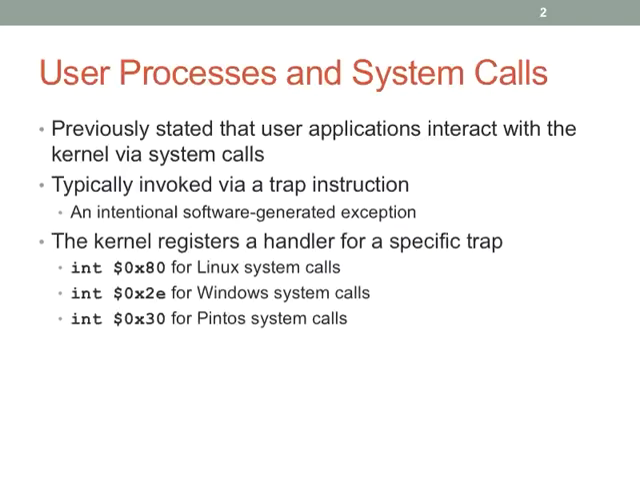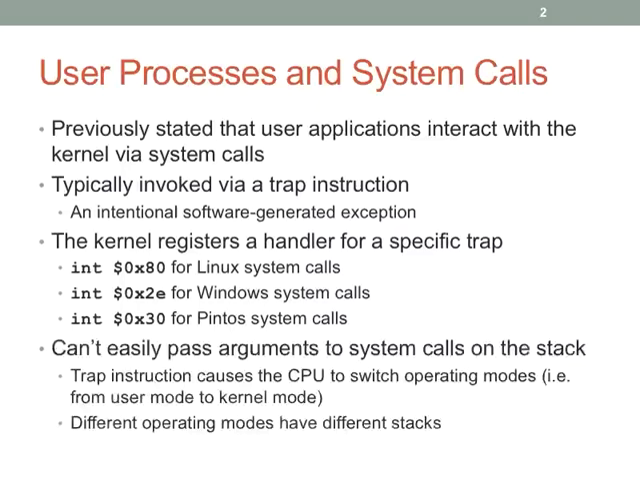So yeah, the kernel registers a handler for a specific trap. This is always going to be there, even if you have your fast path stuff, because you have programs that are compiled on a different platform, and you want to make sure that you still support the general mechanism as well. So int 0x80 for Linux system calls, obviously those are hexadecimal values, so that's going to be 128. 0x2E for Windows and 0x30 for Pintos. So if you go through Pintos and you see that you have an int 0x30 handler, that's what that is for.